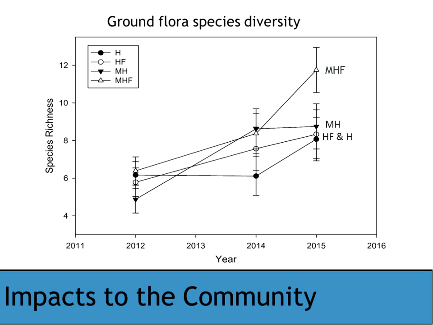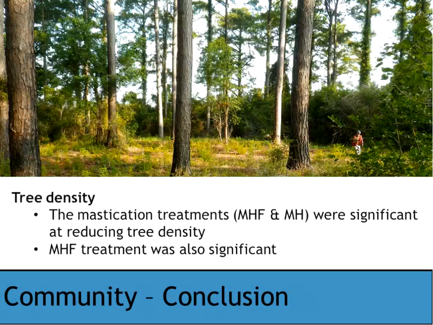Then we wanted to look at the ground floor species diversity through time in response to our treatments. We have species richness on the Y axis and time on the X axis. As you can see, by 2015 most of our treatments were actually insignificant, but we had a positive increase in native species richness in our mastication, herbicide, and fire treatment.